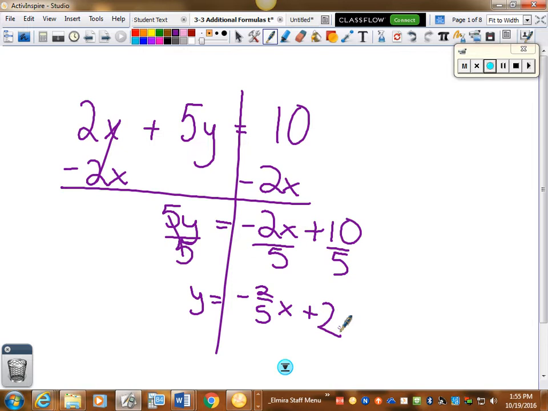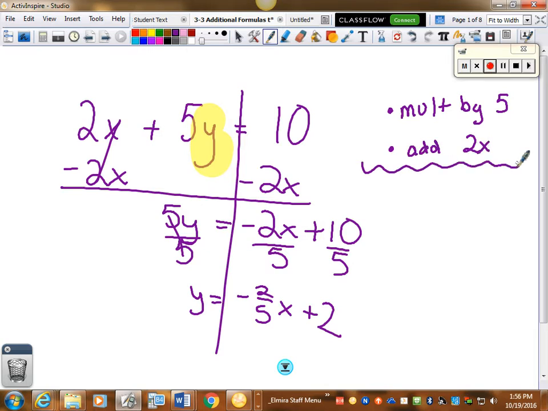Okay, so what we're solving for is y. So I'm going to go through order of operations and see what's happening to y. Is y in a parenthesis? Nope. Does y have an exponent? Nope. Is y being multiplied by something? Yes. y is being multiplied by 5. Is it adding or subtracting with something? Yes. It is adding with 2x. Now we're going to start working through these steps but backwards and opposite.